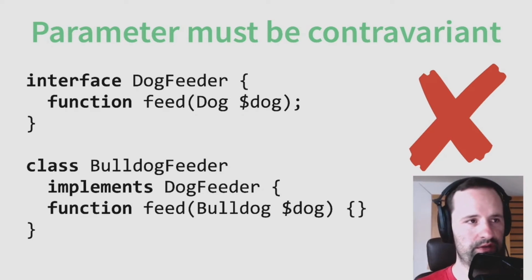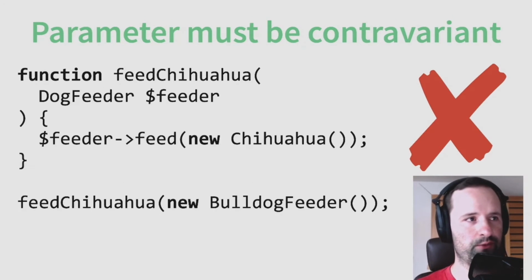So if we would try this implementation in practice, it would fail. So imagine a function that's called feedChihuahua, and it accepts a DogFeeder. And there's nothing wrong about the implementation because the DogFeeder is promising us that we can pass any dog in the feed method and the dog will be fed. But if we would call this function with a BullDogFeeder, the implementation would fail because the BullDog type hint would not accept a Chihuahua. So the BullDogFeeder implementation is wrong and it's not actually possible in PHP.